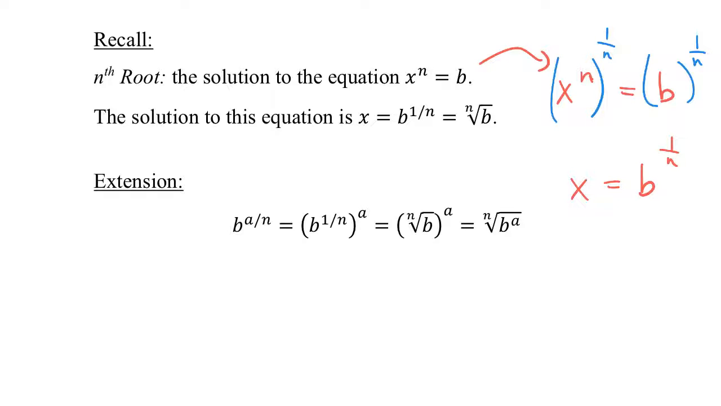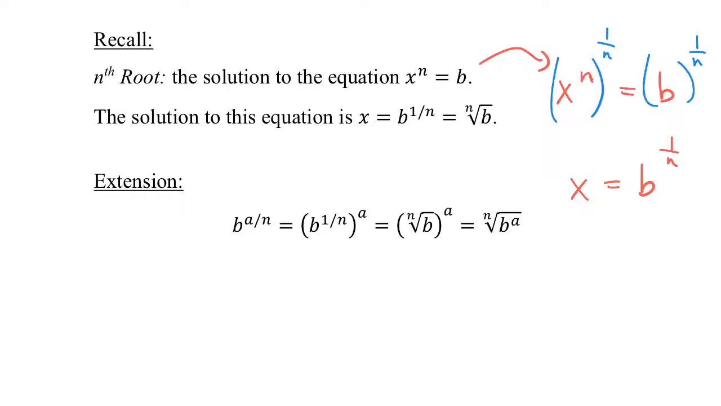Again, if I want to get rid of a power, I can raise it to its reciprocal power. When I multiply reciprocals, I always get 1. So this solves for x. And you're like, okay, what does this b to the 1 over n mean? Well, take a look. This is what we learned earlier in the year, that x was equal to the nth root. B to the 1 over n is really the nth root of b.